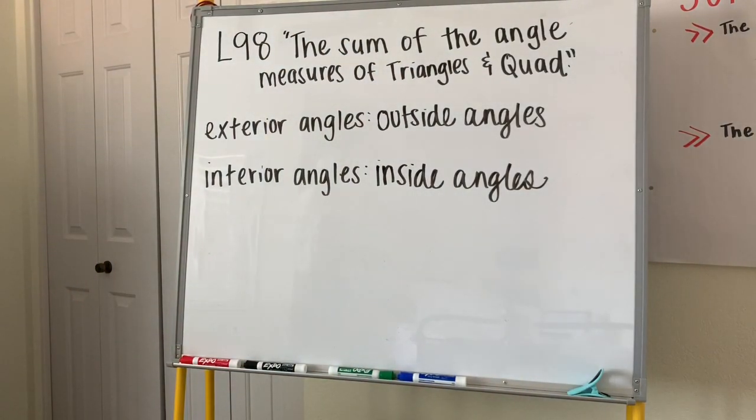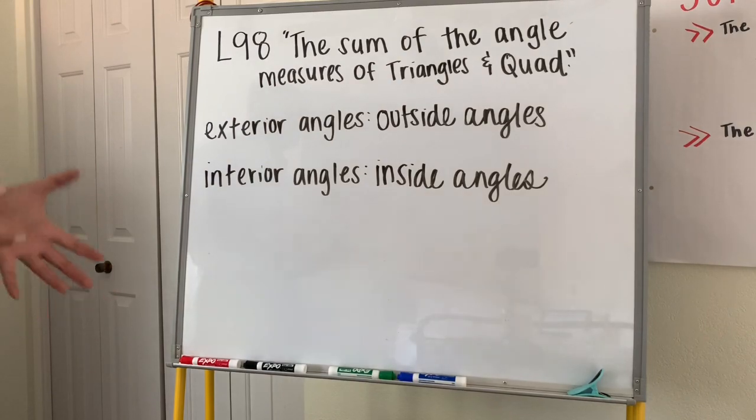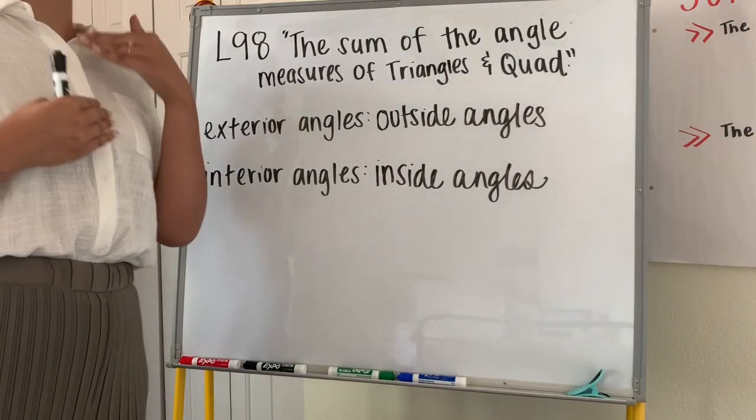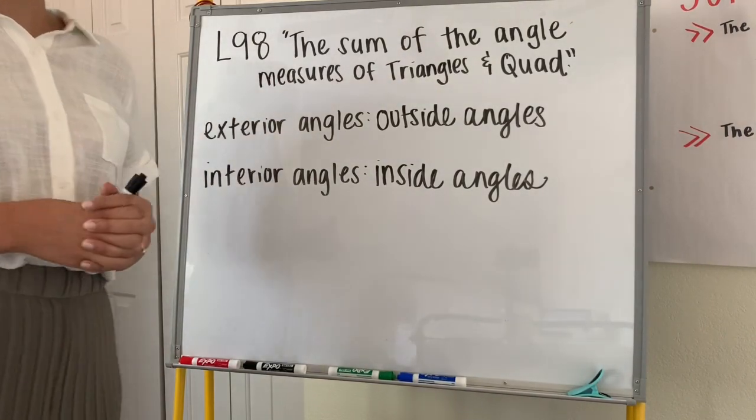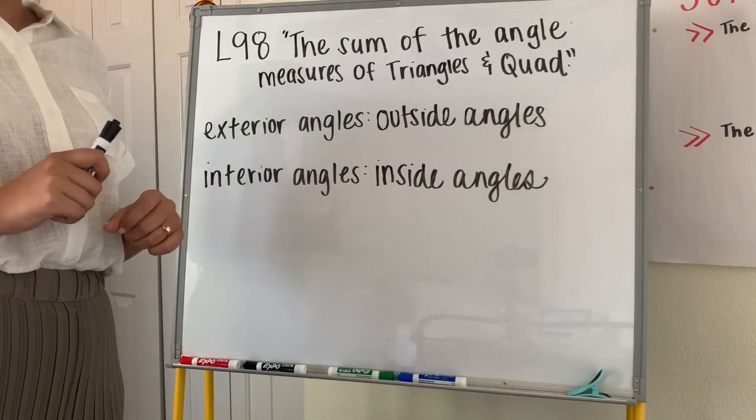Now, thinking about the title of this lesson, the sum of the angle measures of triangles and quadrilaterals, what do we know about the word sum? Yep, it means adding. So we know we're going to be adding together angles. And I also gave you a hint with exterior and interior. We're going to be doing something with those. So let's now take a step back and reflect. What do we know about the sum of interior angles of a triangle?